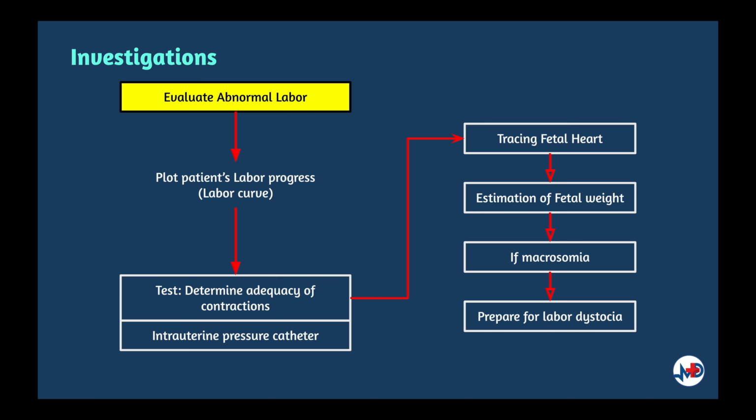Most importantly, the fetal heart rate tracing must be reassuring throughout the labor course. An estimate of the fetal weight must be documented in the hospital chart early in the labor course. If concern for macrosomia exists, this must be addressed with the patient and the labor or delivery team in order to anticipate and prepare for labor dystocia.